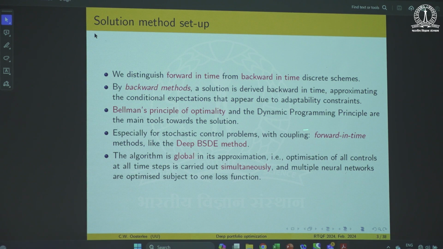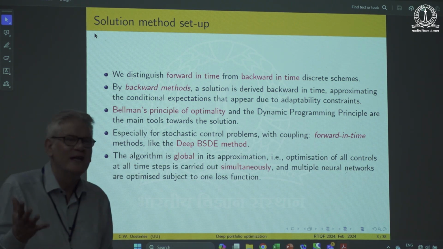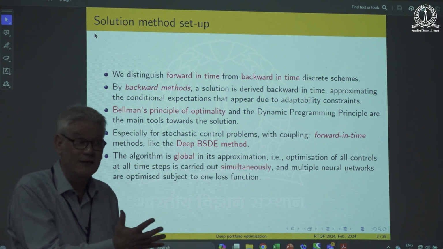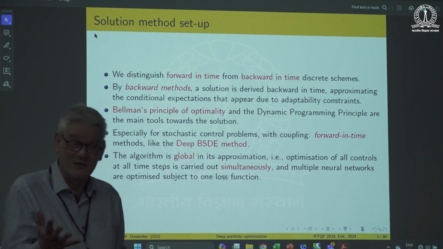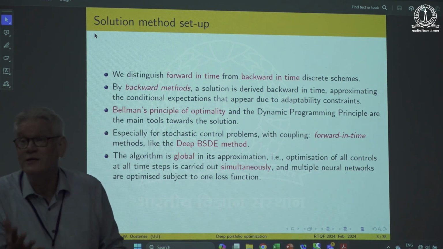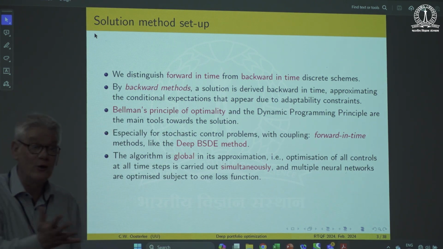But nowadays, that is not our invention, but that is the deep BSDE method. That's a famous method from like five years ago, and it has been developed at ETH in Zurich by Arnulf Jentzen and others. They go forward in time. These methods have been around in the 80s and 90s of the last century, but it was not feasible to do so. Now, with the increasing computing power and with these machine learning techniques, it is possible to go forward in time. So we will do something forward in time.